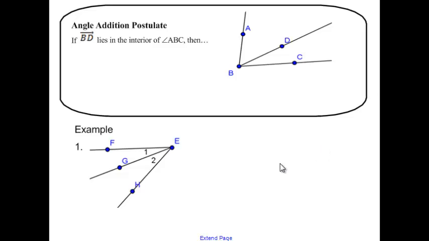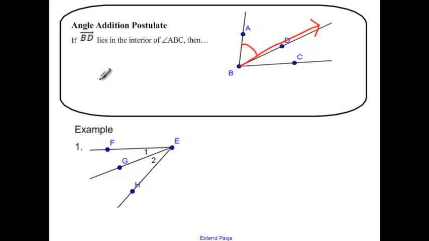The angle addition postulate is similar to the segment addition postulate in that it allows you to add angles together. Let's take a look at this diagram. The angle addition postulate says that if ray BD lies in the interior of angle ABC, then something must be true. What is that? Well, here's ray BD, and it is indeed inside, or interior, of angle ABC, and it splits angle ABC into two parts.